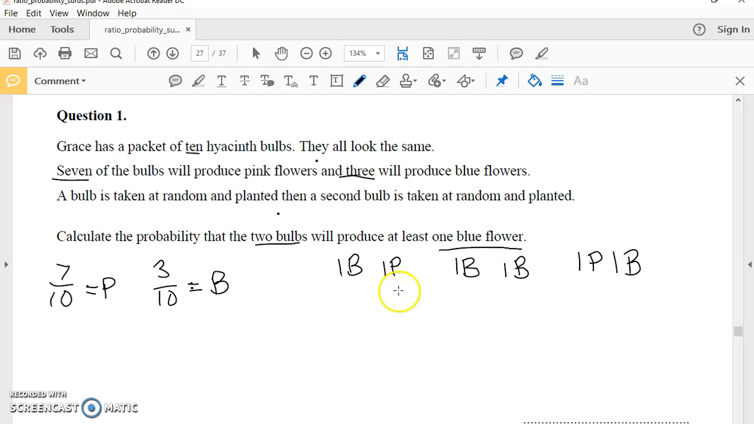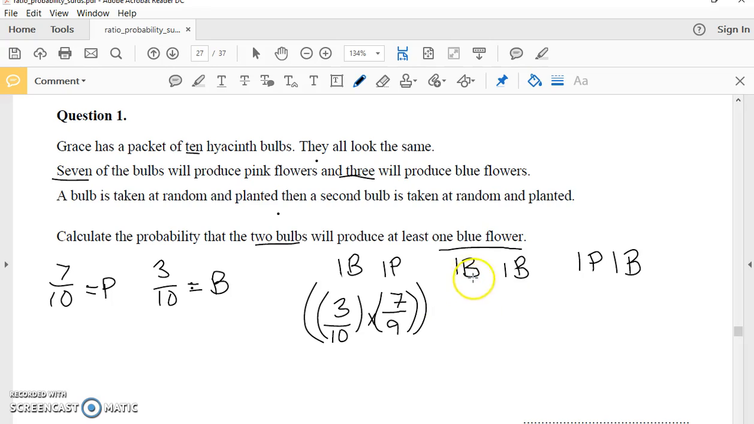So what I want to do is I want to find the probability of getting 1 blue flower, so I know that's going to be 3 over 10, okay? And I want to multiply that by the chance of getting a pink flower out of my second one. So that's going to be out of 9, because I'm taking away 1 of those flowers, but I still have 7 of the pink bulbs, okay? So that's my first one. 3 over 10 times 7 over 9.